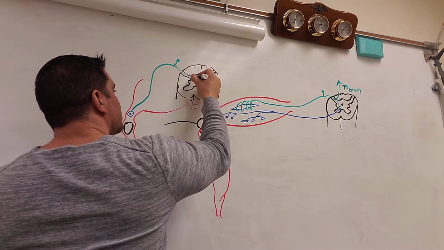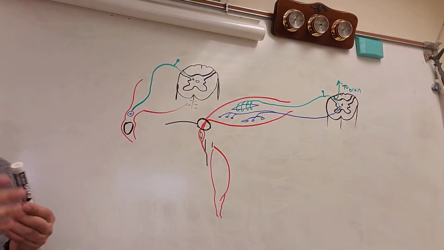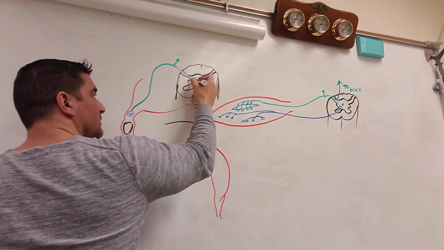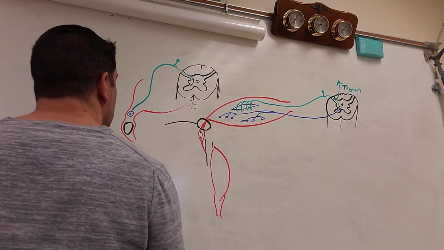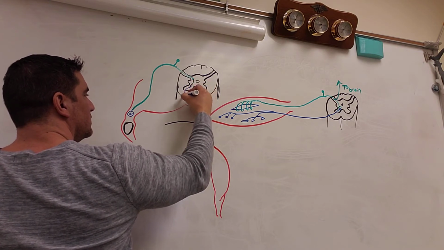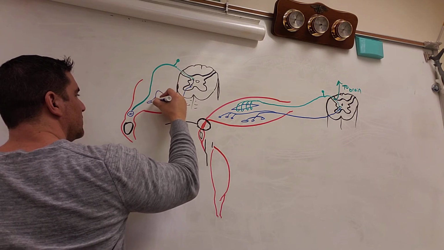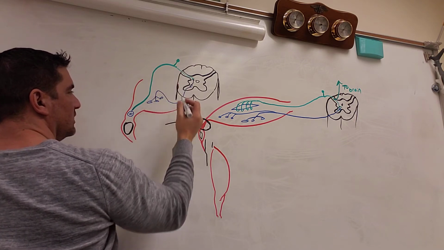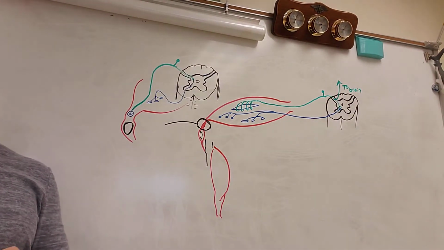And then the interneuron is going to synapse with a motor neuron that's inhibitory. Okay, so this one's going to come down. It's going to synapse, but it's inhibitory. Okay, so that's going to cause the quadriceps to relax.